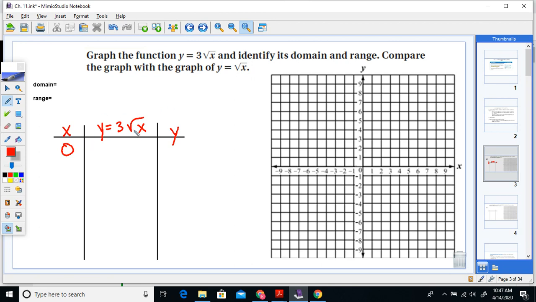So square root of 0 is 0. The next perfect square would be 1. After that, we're going to choose 4. And then the next perfect square for that would be 9. And then 16. So let's plug these in.